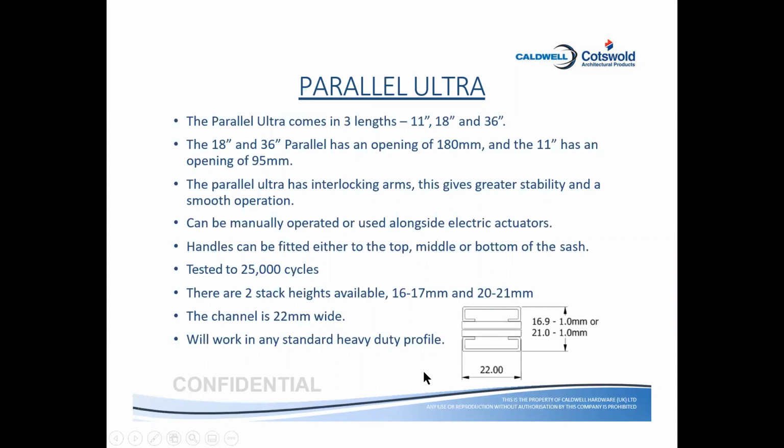I will just read this chart for you. It comes in 11 inches, 18 inches, and 36 inches. 18 inches and 36 inches parallel arm have an opening of 180 mm, and 11 inches has an opening of 95 mm. The parallel ultra has an interlocking arm, as I explained. This gives greater stability and smooth operation, and can be manually operated or used alongside electric actuators. The handle can be fitted at the top, middle, or bottom of the sash. It's tested for 25,000 cycles.